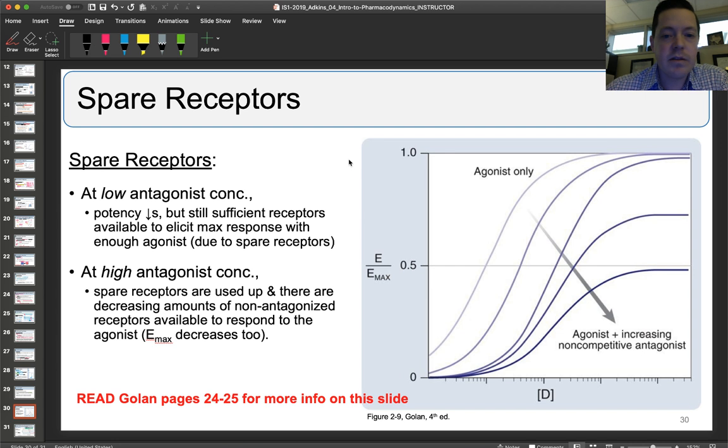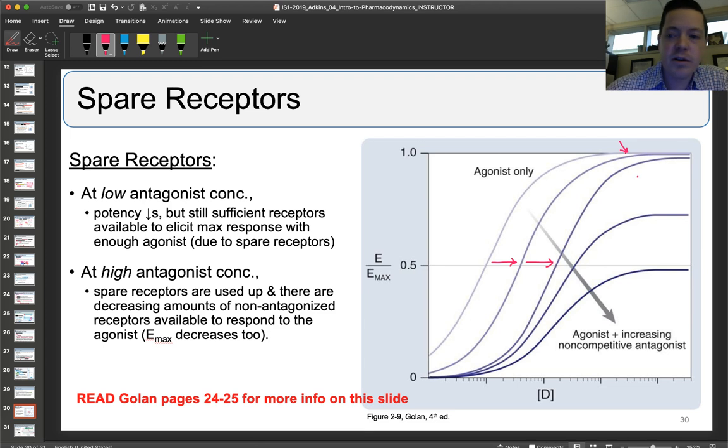When we start adding a non-competitive antagonist to a system that has spare receptors, initially when you add a low concentration of non-competitive antagonist, you might see a shift to the right. We can still achieve maximal effect because we still have some spare receptors. We haven't blocked those spare receptors yet. If we add a little bit more of our non-competitive antagonist, we may see a further shift to the right.